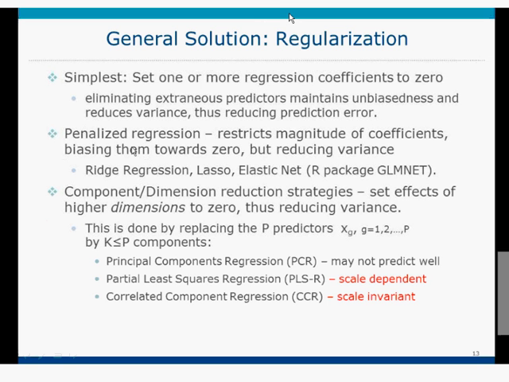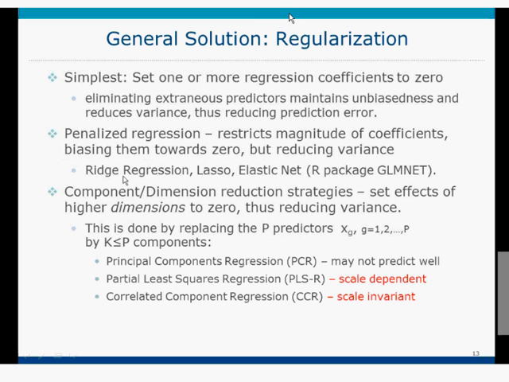So the most popular way of doing regularized regression is known as penalized regression. What happens there is that the magnitudes of the coefficients get restricted, biasing them towards 0. And even though it creates a bias, it reduces the variance and therefore helps remove the problem.